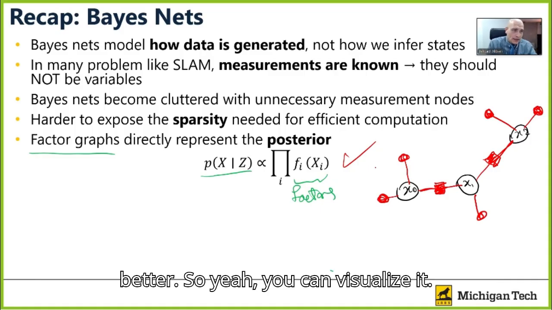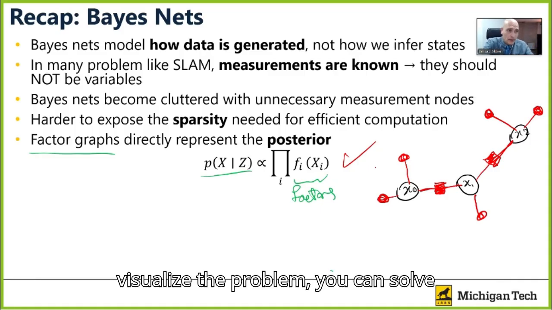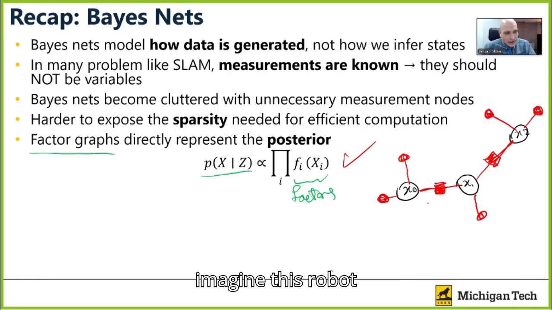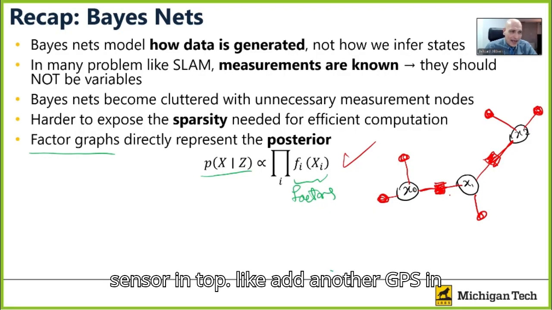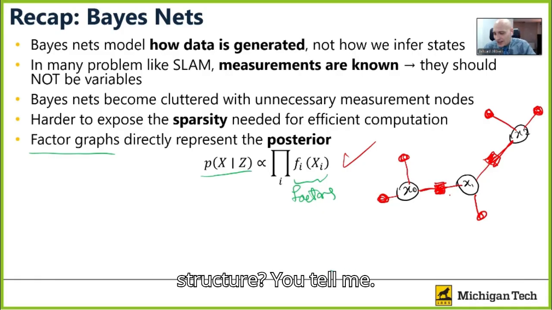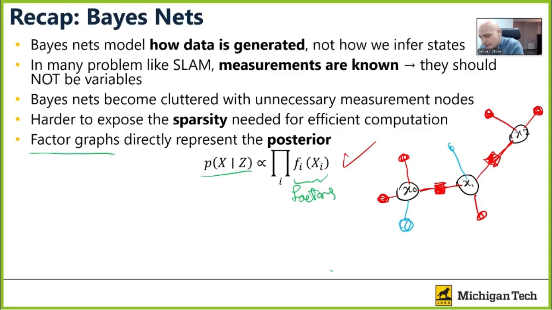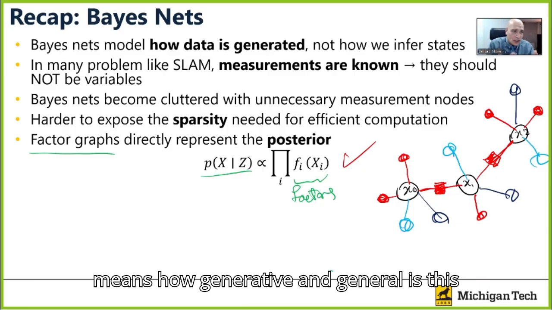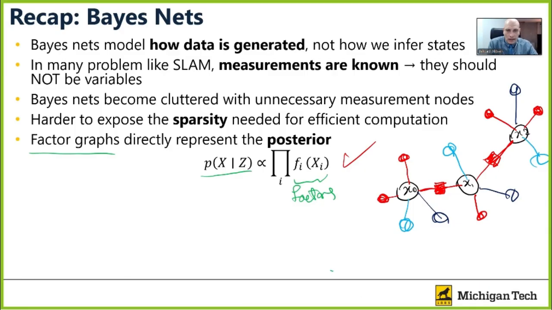So yeah, you can visualize it. When you can visualize the problem, you can solve the problem much easier. And imagine this robot tomorrow adds another sensor on top, like another GPS. What is going to change in this structure? You tell me. Just another factor. Imagine next time you use LiDAR: another factor for LiDAR. Nothing else is going to change. So it shows how generic and general this factor graph is.